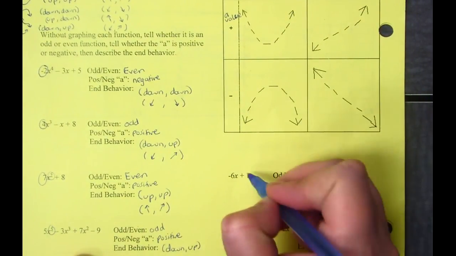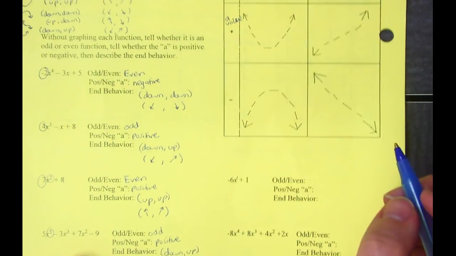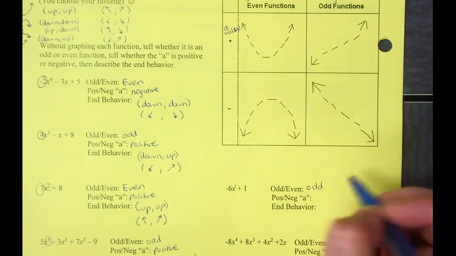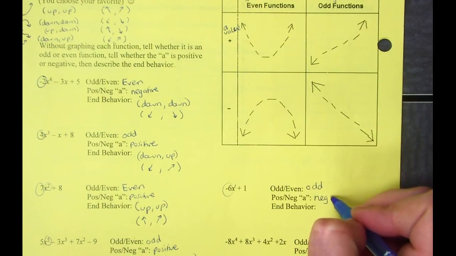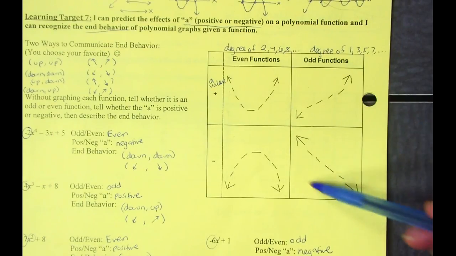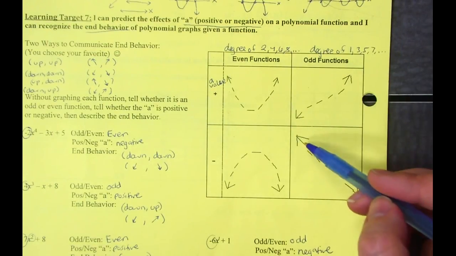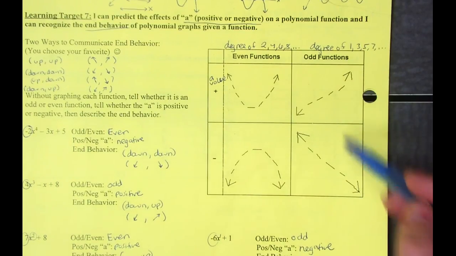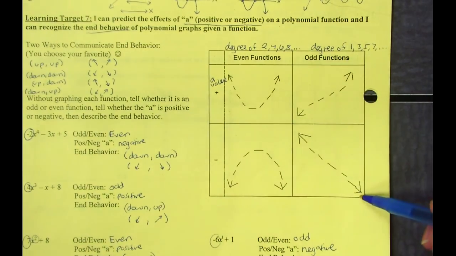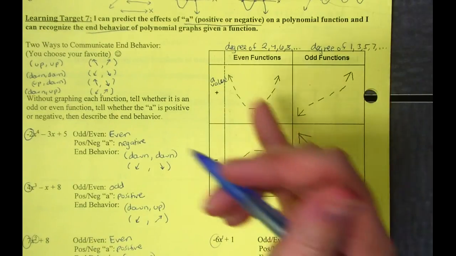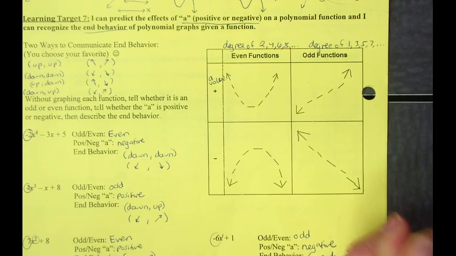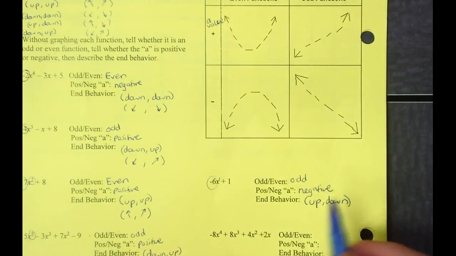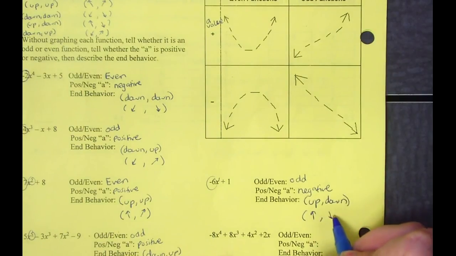Here, this is an odd function because the degree is 1 and 1 is an odd number. And the leading coefficient is a negative 6, so A is negative. So if it's an odd function with a negative A value, that means it's ending going down, and because it's an odd function, they're going opposite directions. So if this side is ending down, that means it's starting going up. So the end behavior, you could write like that, up, down, or like that.